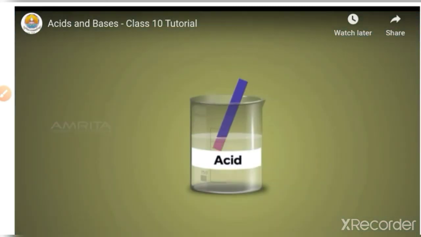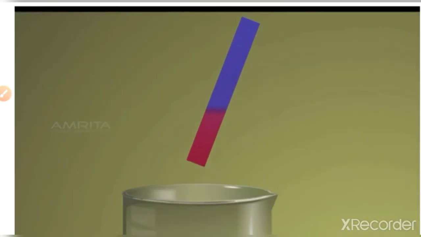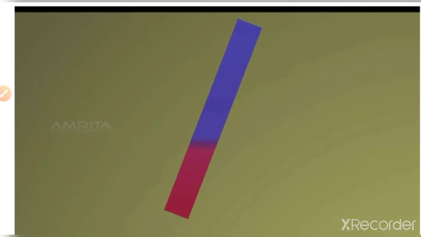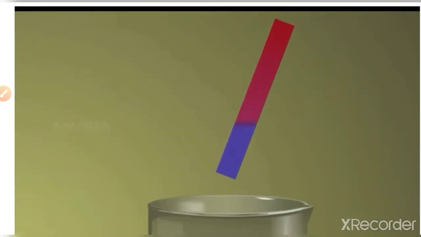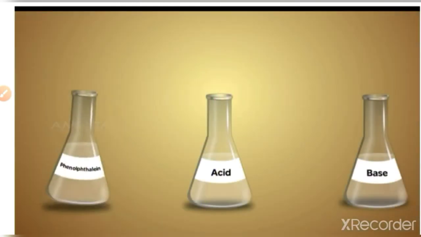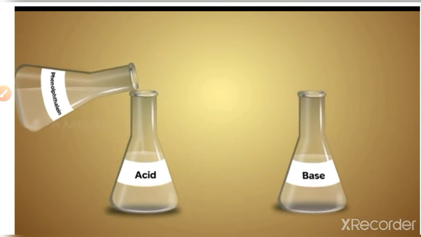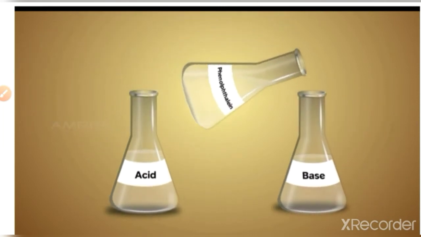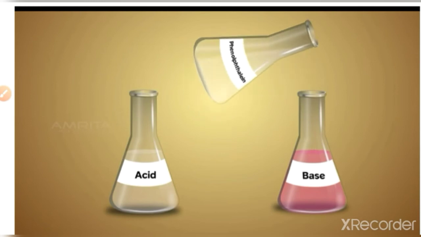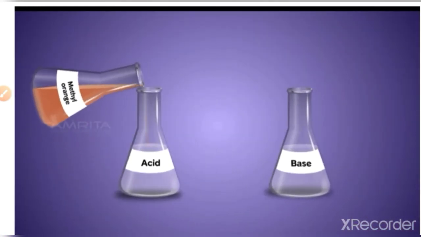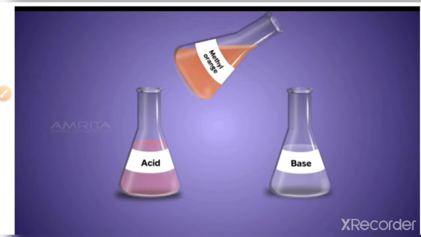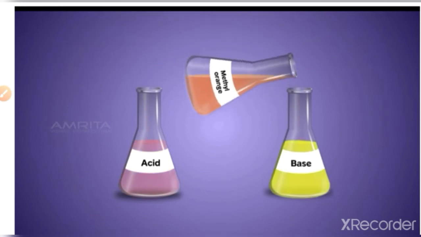For example, if we add litmus paper to the acid, it turns to red color, and if we add red litmus paper to a base, it will turn to blue in color. If we add phenolphthalein to the acid, it will remain colorless, and if we add it to the base, it will turn to pink in color. Methyl orange gives a red color in the acid, and it turns to yellow in base.